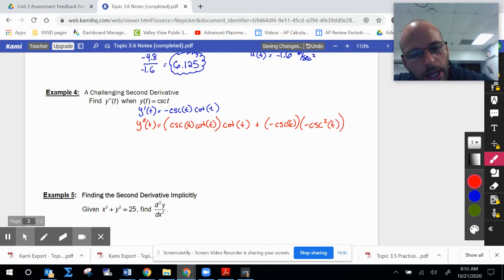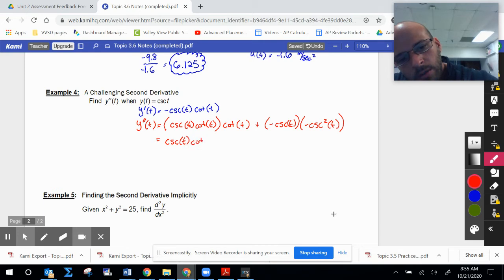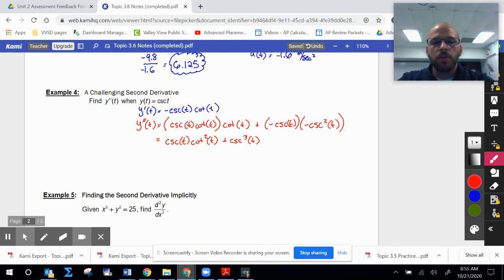So if I clean this up, I make this look a little nicer, I'm going to have a cosecant t cotangent squared t plus a cosecant cubed t. Now, if you wanted to factor, you could, but you can also leave your answer just like that. Okay?